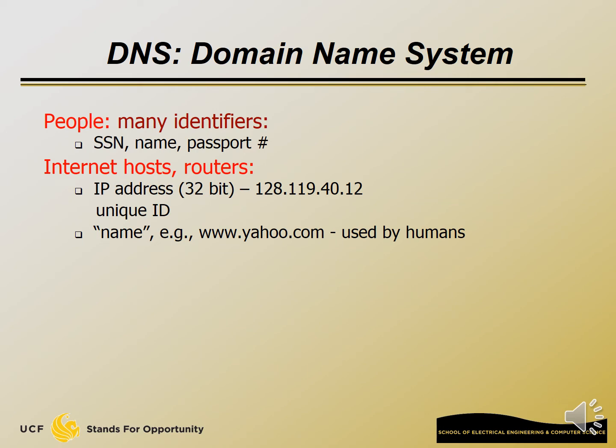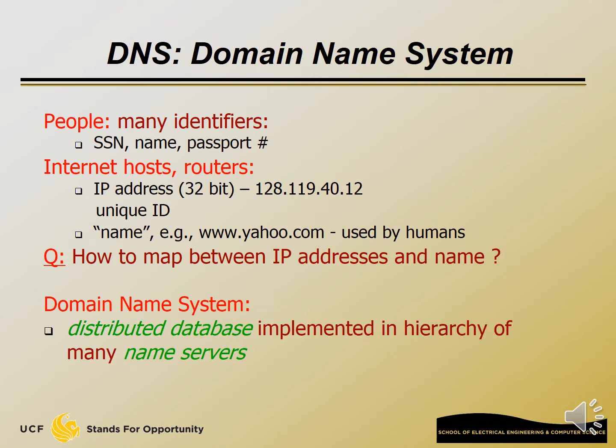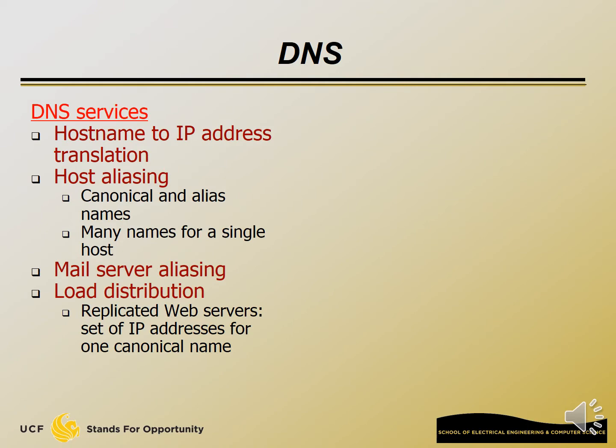Domain name system. People may have many identifiers, such as social security number, Aadhaar card number, passport number and so on. In the same way, the Internet also has hosts and routers. An IP address is 32 bits and unique. The name, for example www.yahoo.com, is used by humans. How to map the IP address and name? The only solution is the domain name system, a distributed database implemented in a hierarchy of many name servers.